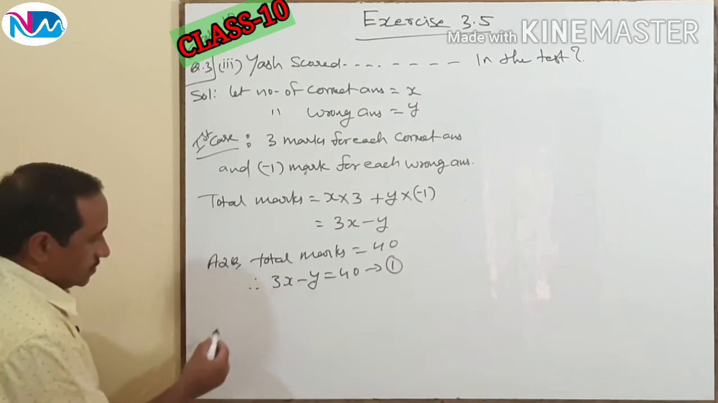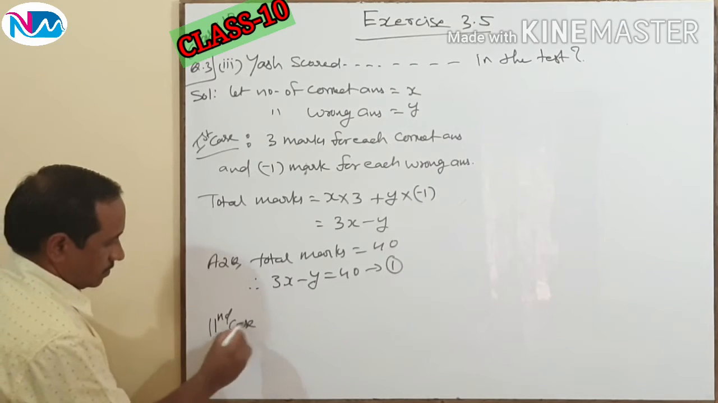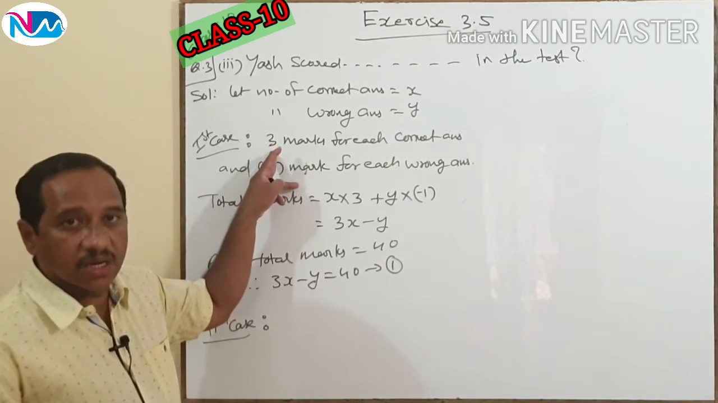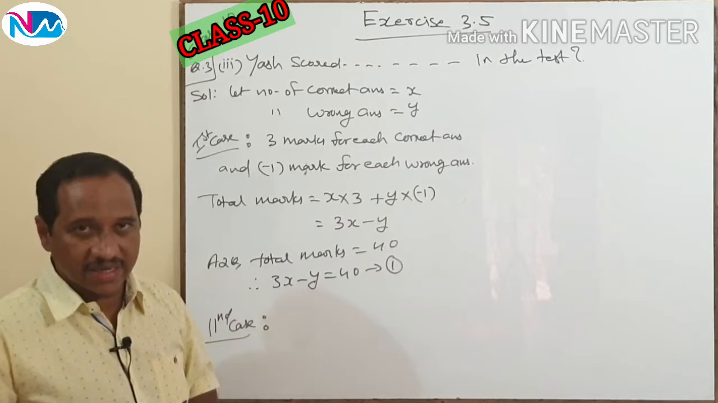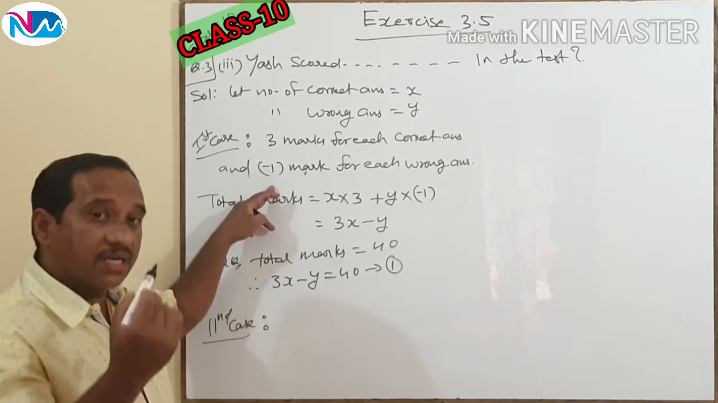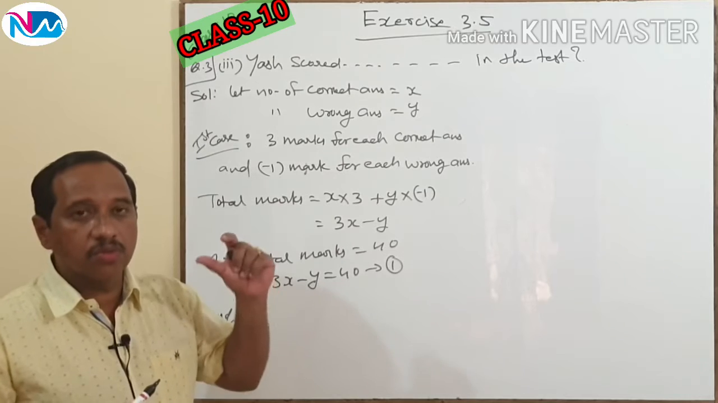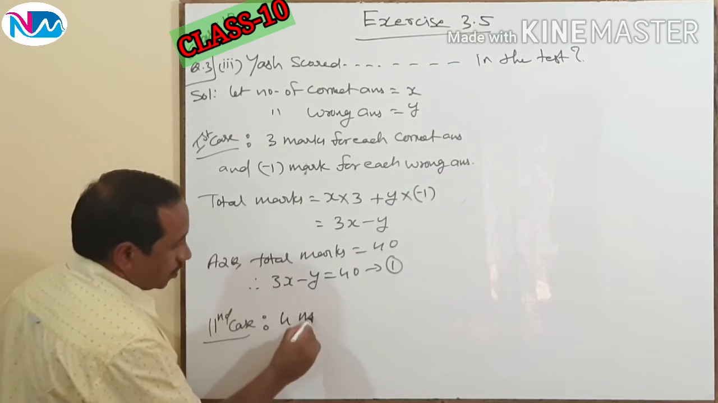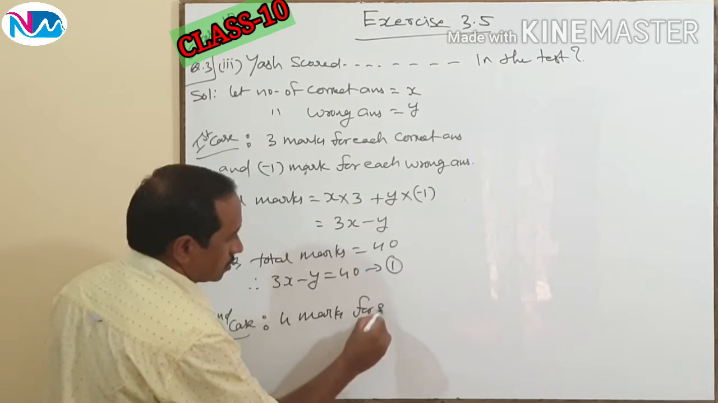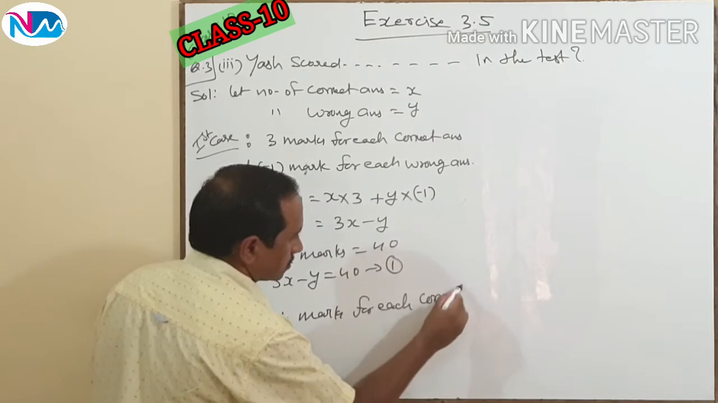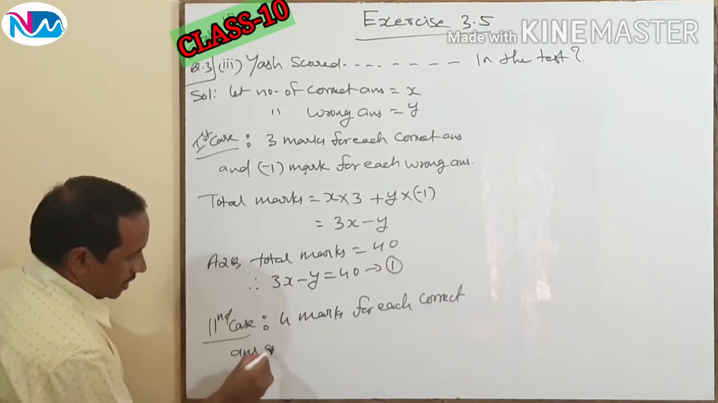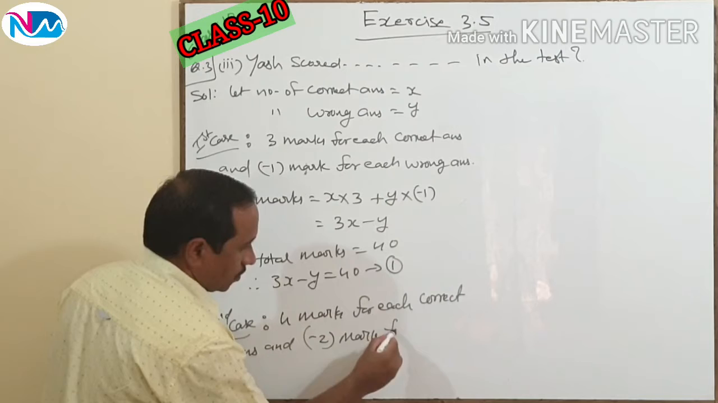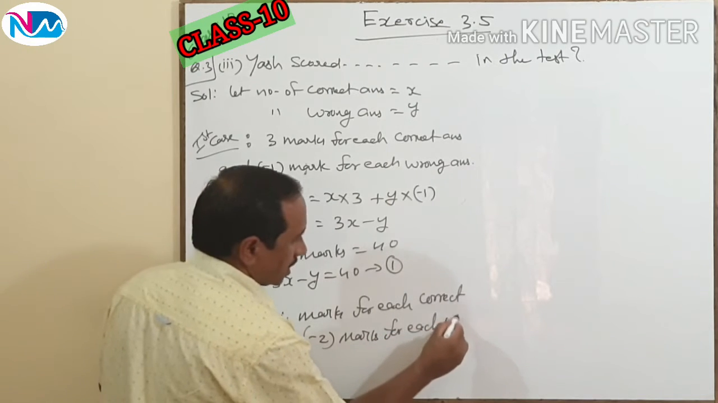Now we consider the second case. According to the question, in the second case, instead of 3 marks, 4 marks are awarded for each correct answer and -2 marks for each wrong answer, because 2 marks would be deducted for each wrong answer. So we can write 4 marks for each correct answer and -2 marks for each wrong answer.